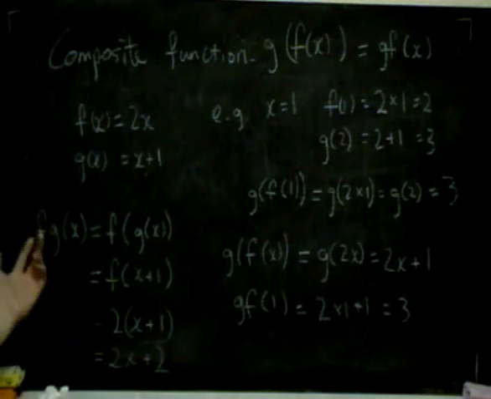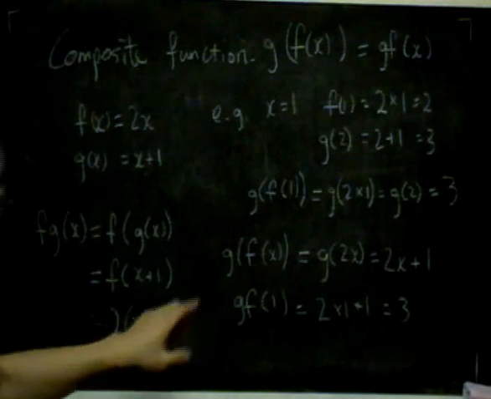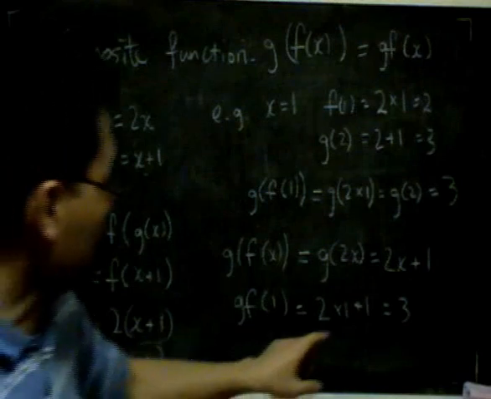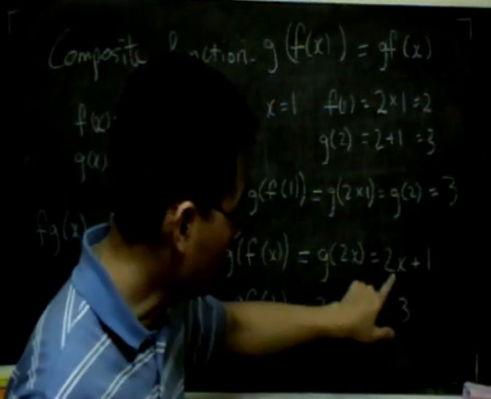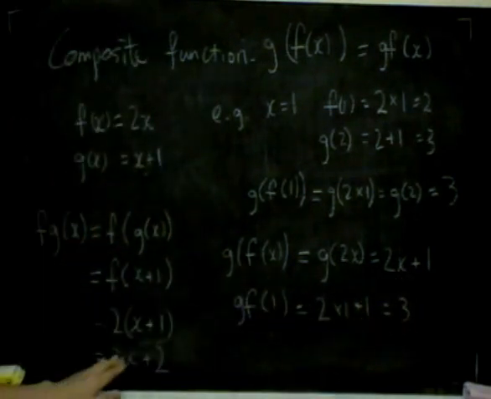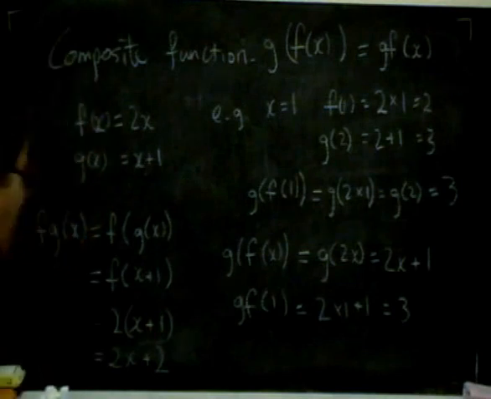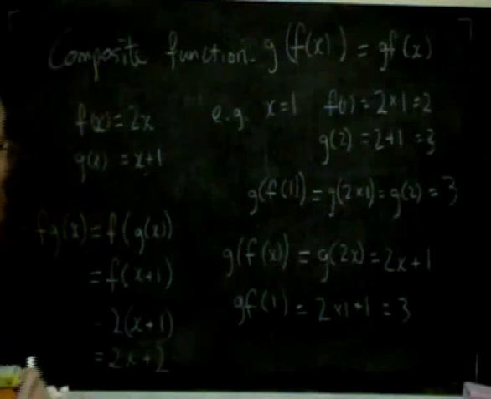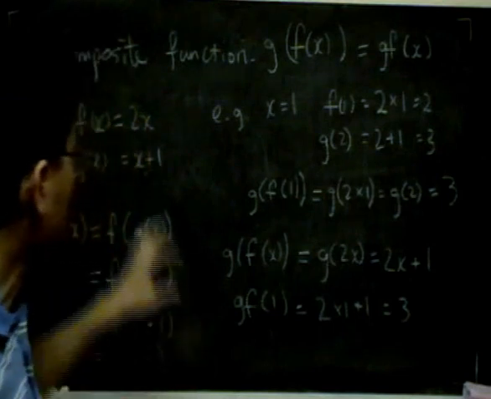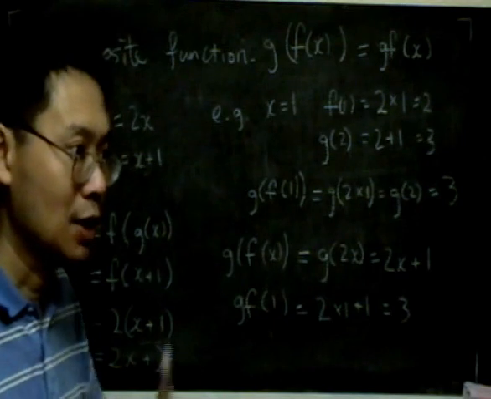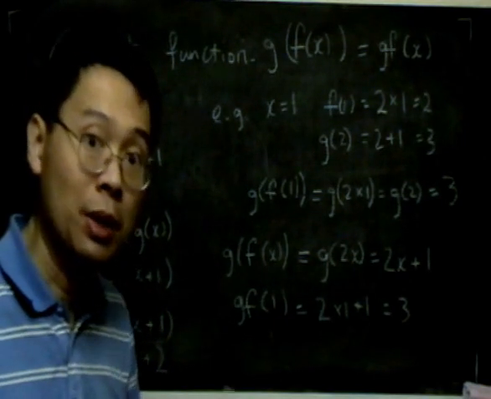Now if we have it the other way around, gf of x, the expression we have seen is 2x plus 1. So that's 2x plus 1, and this is 2x plus 2. Clearly, fg and gf are different. So that proves the point. Of course, it really depends on what the functions are. It doesn't always have to be different. It just means that in general, they may not be the same.